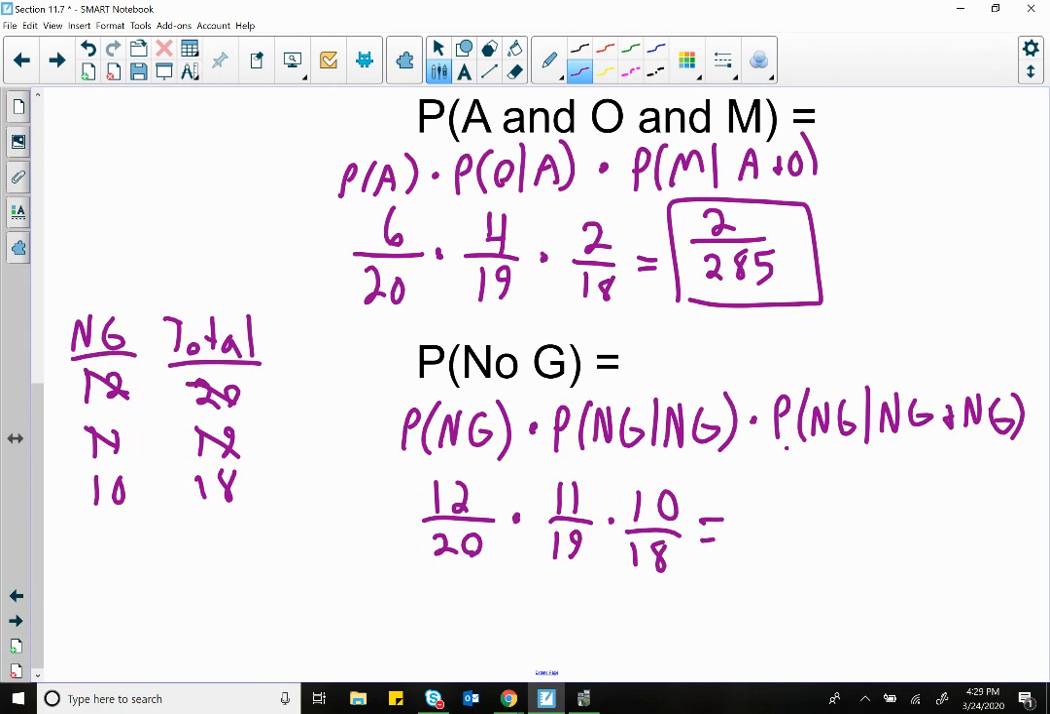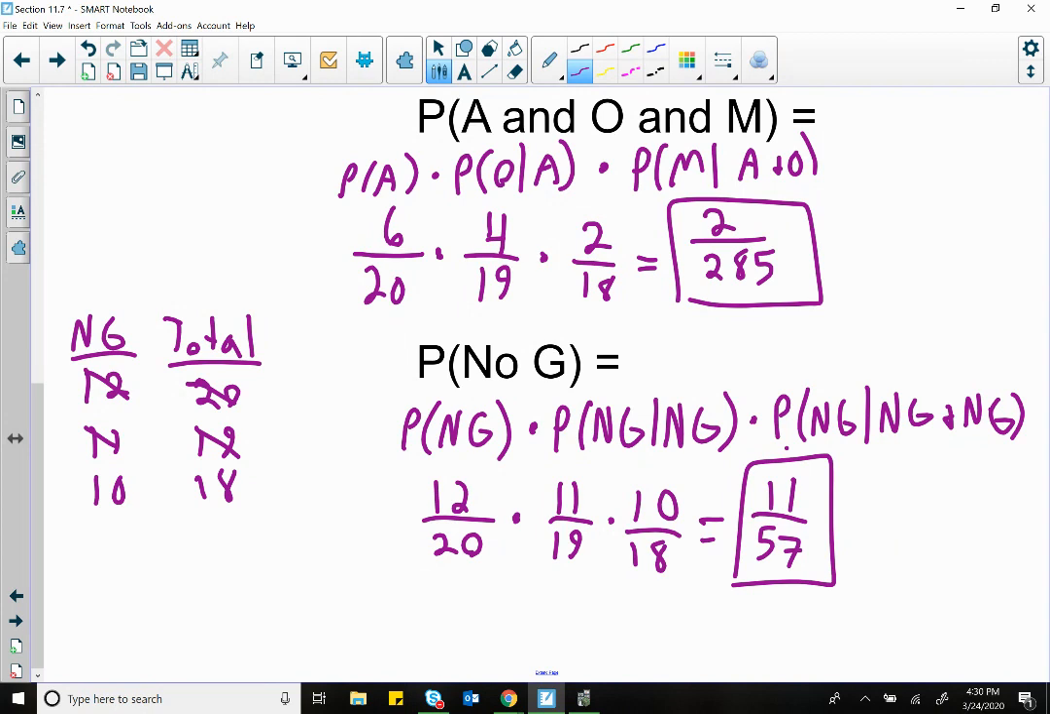So we just go straight to our calculator. I'm going to grab my fractions that I just had a moment ago and just adjust my numerators. So 12 out of 20 times 11 out of 19 times 10 out of 18. And the probability is 11 out of 57. And there we go.